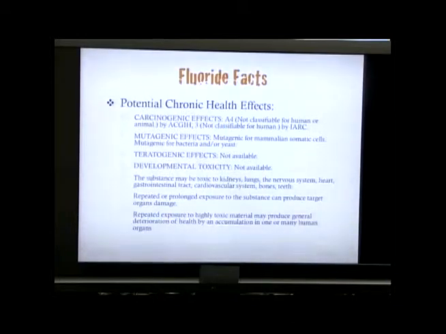But it actually has mutagenic effects. So it may affect some of our somatic cells. It may be toxic to kidneys, lungs, nervous system, heart, gastrointestinal tract, cardiovascular system, bones, and teeth. And repeated exposure to the substance can produce target organ damage. So when we look at things from an environmental aspect, we look at the MSDS because there are thousands of them that relate to toxic substances in our world. And what most people don't know is that fluoride itself has its own MSDS, and we need to basically look at that as the foundation of the fact that it's a toxic substance and should be treated as such.